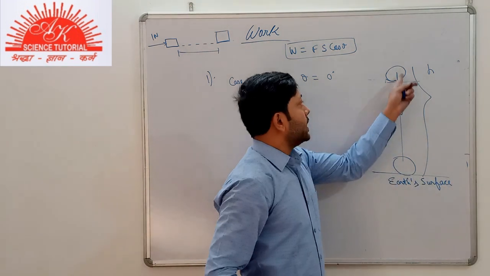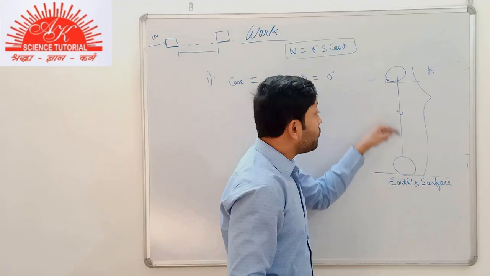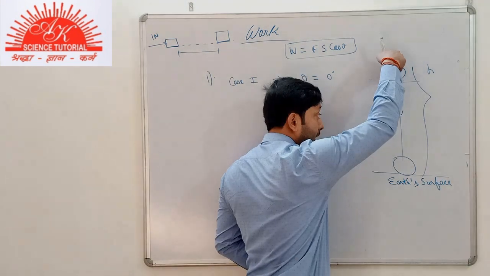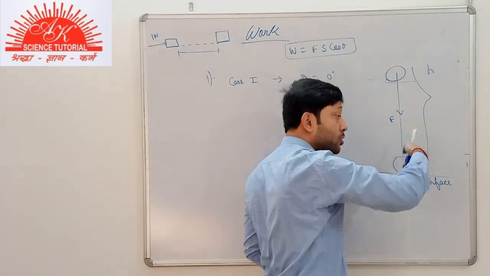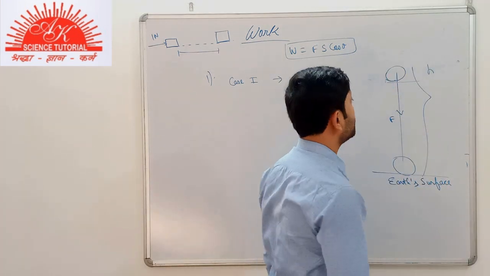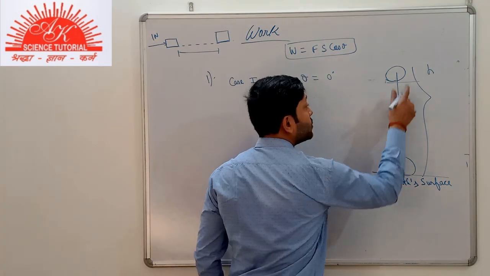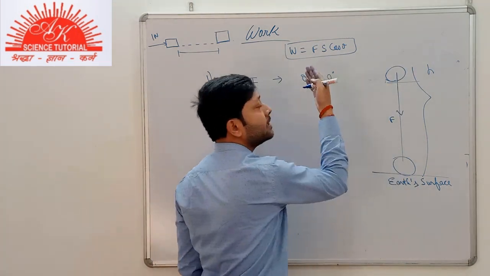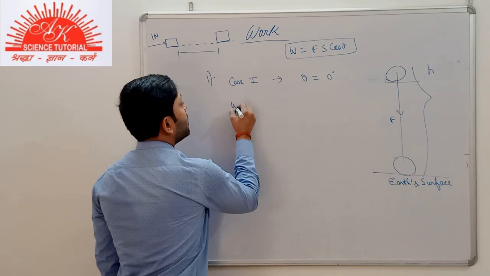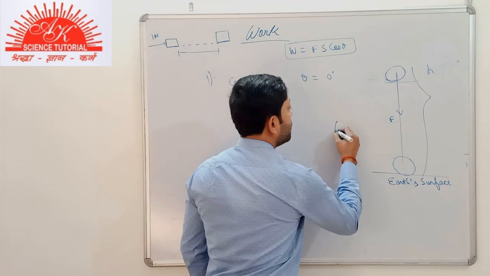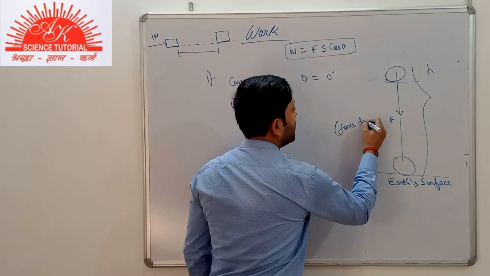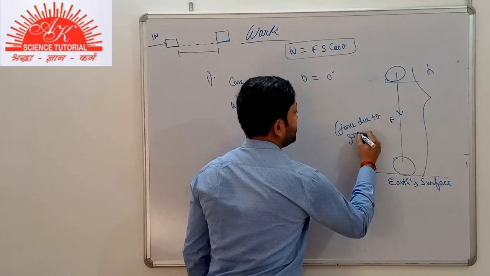So it starts to move in a downward direction. The force due to gravity is acting in the downward direction, and the displacement of the ball is also in the downward direction. So the angle between force and displacement is 0. So what will be the work done?